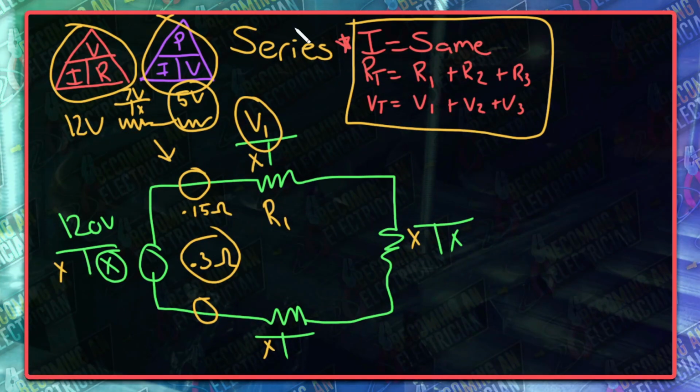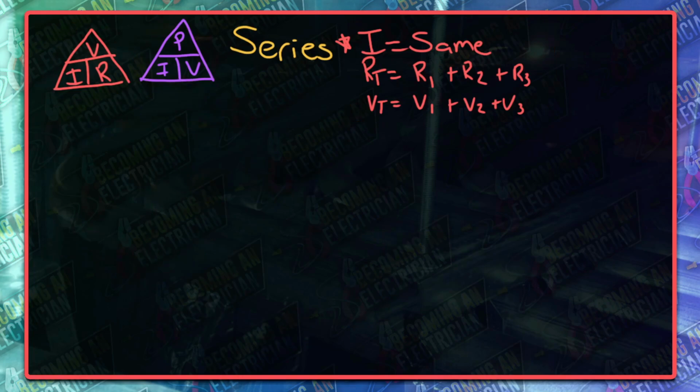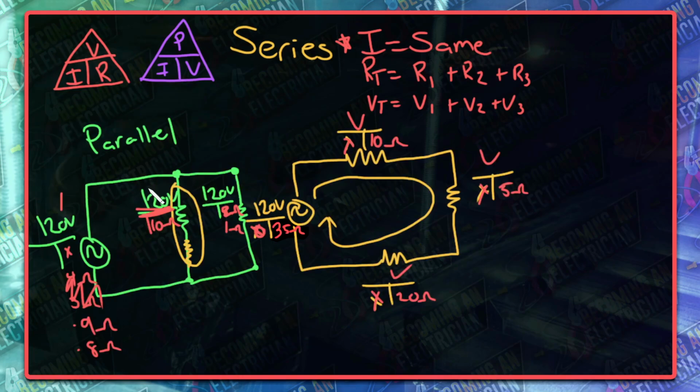All right, so that is a series circuit. Current is the same. You can add up your resistive values, your voltages, all that stuff. In parallel, it doesn't work that way. Let's just bring that one back. In parallel, again, your voltage stays the same, and your total resistive value has to be less than any electrical load in the circuit.